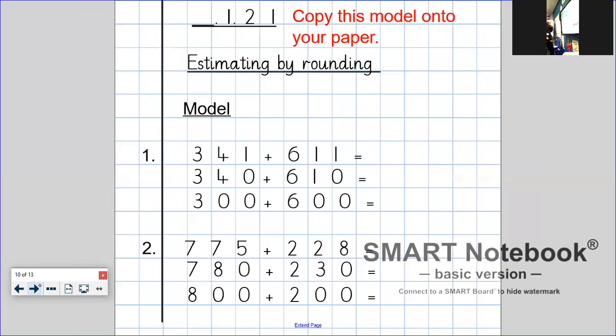Now, I've put a model on my board for you. So on your paper or in your books, copy the model. You'll see how I've done the actual number sentence. I've then rounded it to the nearest 10. So round to the nearest 10. And then I've rounded to the nearest 100. I've not actually put any answers in. I've just shown the rounding. And again, I've got the actual number sentence, round to 10 and round to 100. Okay. So pause the video, copy the model onto your paper.